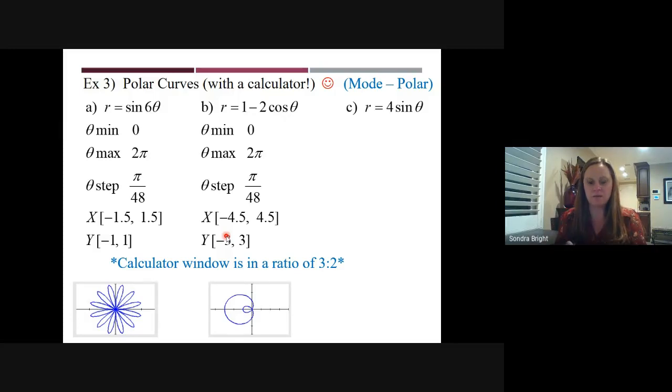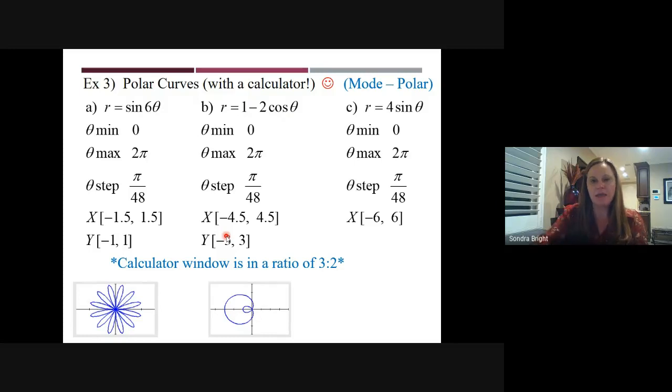All right, how about r equals 4 sine of theta? Go back to y equals. And we got r equals 4 times sine of theta. And then thetas will stay the same for the window, but my radius is 4 now, so we want to go larger. We knew we need a minimum of 4, but we want that ratio of 3:2. So the minimum for x, I'll put negative 6. X max is positive 6. I'll leave x scale as 1. And then we'll go negative 4 to positive 4 for the y's.